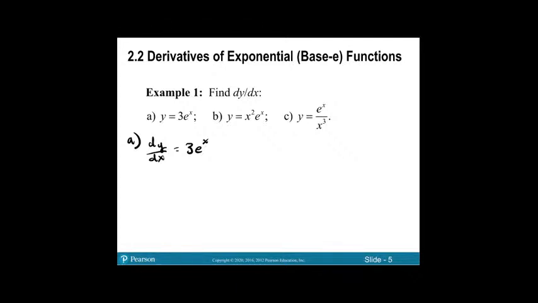For b, our dy by dx, okay, we need to use the product rule here. So the first, which is this, times the derivative of the second, which is this, plus the second, which is this, times the derivative of the first, which is going to be 2x, right? We could factor out that e to the x from both of them.